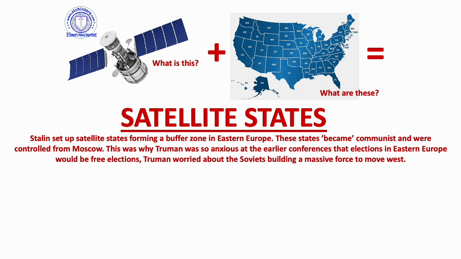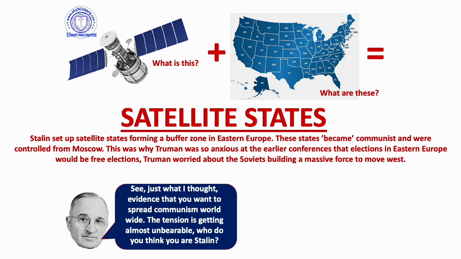This is why Truman was incredibly anxious, as was Churchill in the early conferences, that he wanted there to be free elections. And you remember there was some tension at Potsdam about these elections becoming free and absolutely democratic. Truman was worried about the Soviets being able to build this massive force, which would then help them move west. That's, I guess, the point of the Truman Doctrine.